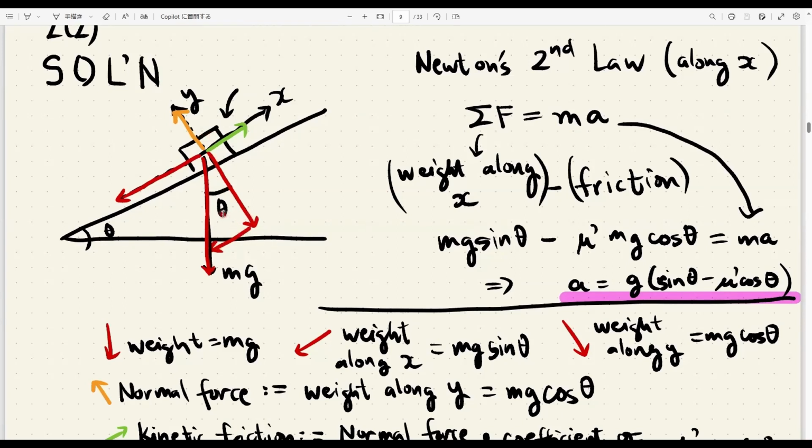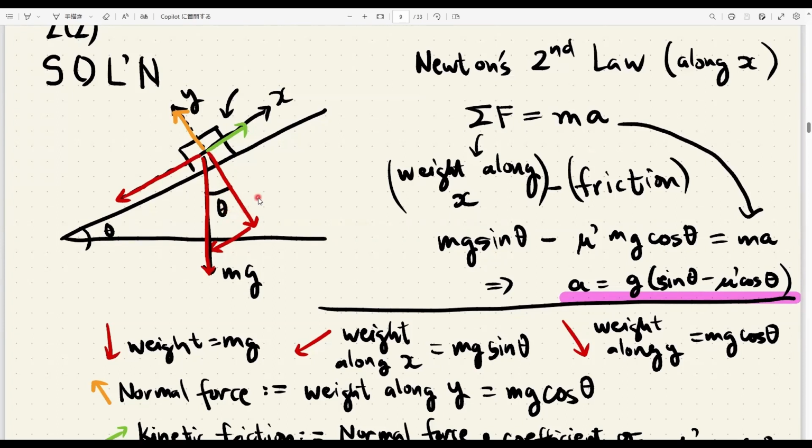Now, we know that this big red arrow is mg, and so this component here, this x component along the x-axis, should be mg sine of theta, because that's opposite this angle here, right? Opposite over hypotenuse, that's sine. So this is mg sine of theta, and this one along the y-axis, that component is mg cosine of theta, because that's adjacent to theta, right?